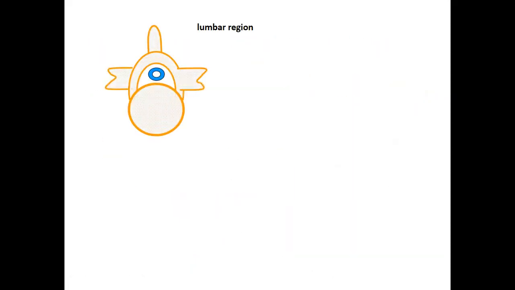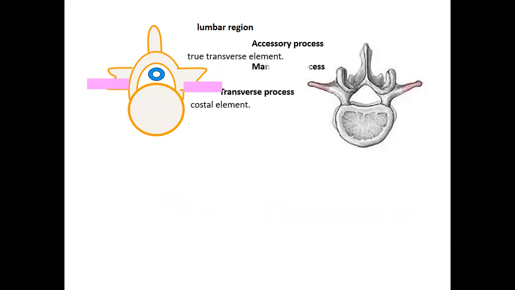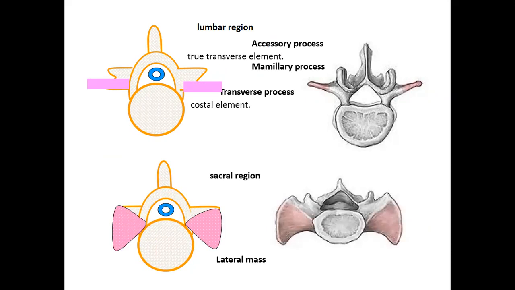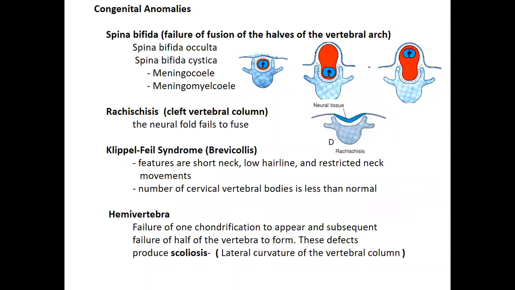I hope you can follow. So we have finished discussing the development of the vertebral column. Now we're going to the clinical points of this lecture. There are some clinical components that are important in this lecture that you have to know. The first one is spina bifida.